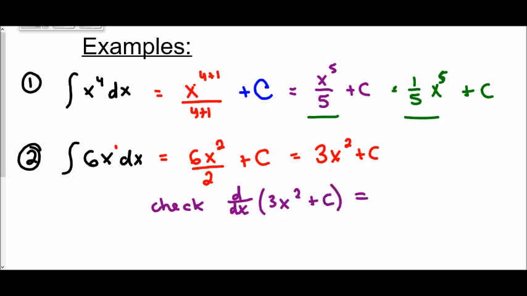The derivative of 3x squared: multiply the 3 and 2, get 6. Subtract 1 from the exponent of x. Derivative of C is 0. So it's just 6x. That's what we started with. We did this right. Okay.